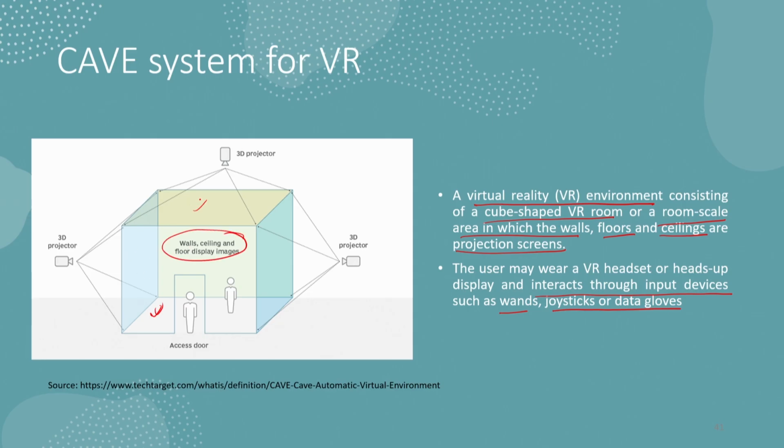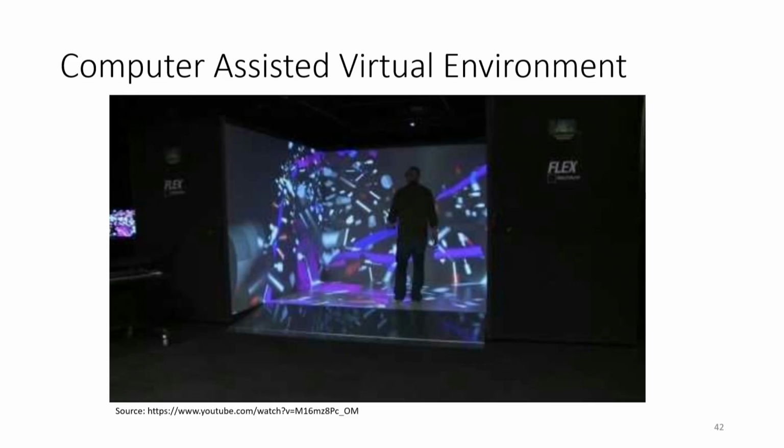The walls and the ceiling all display images. So, you are surrounded by images inside the room, and this is achieved by using 3D projectors which project the images onto the various walls. You enter through this door and you get surrounded by the view all around you, and you lose the feeling of the real world and you are in a new virtual world straight away. You may wear a headset or a heads-up display in such a world and interact with input devices such as wands, joysticks and data gloves.